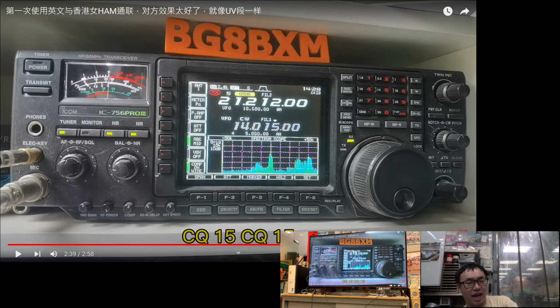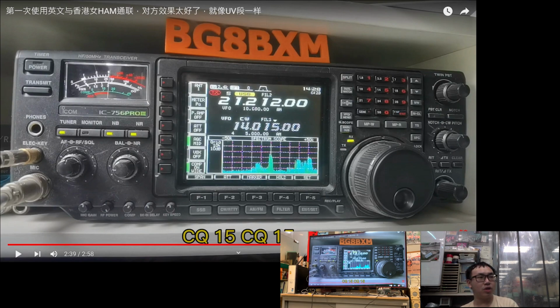Okay, so this is how a normal conversation looks like. You see that they give a lot of information. Which wavelength are you on? How strong is the signal of the opposite side? And where is the QTH, the location they are at? This is the detail that we will go through.